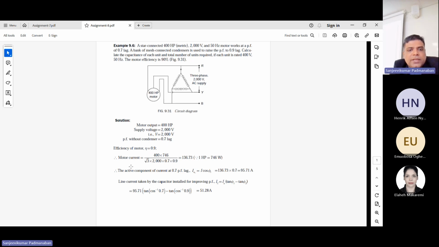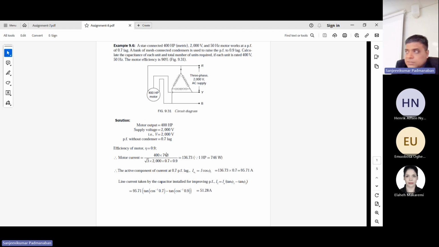I'm going to calculate what is my motor current. How to calculate the motor current? You have the voltage, you have the power, HP into 746. You know the horsepower should be converted. So I multiplied by 746 divided by √3 into my supply voltage 2000 into power factor, which is 0.7, and multiplied by 0.9, which is given in the problem. You can have a look. The efficiency is 90%, so 0.9 efficiency, power factor, your supply voltage, this standard formula, the basics of electrical machines. The same way we applied.